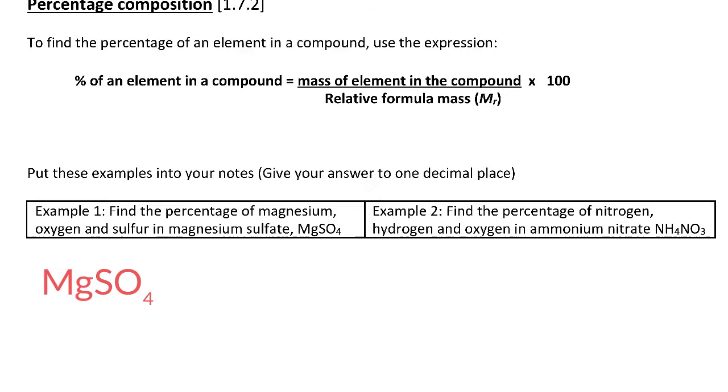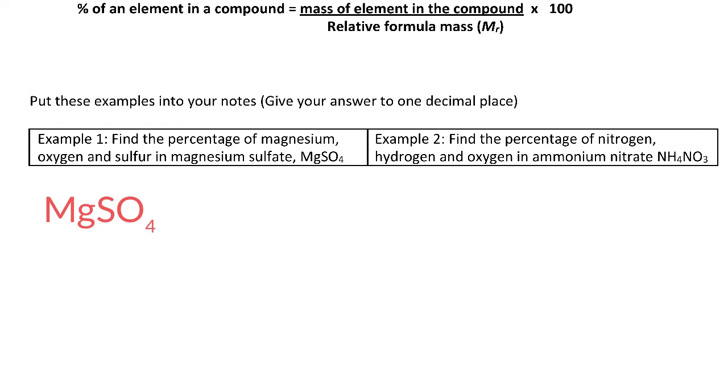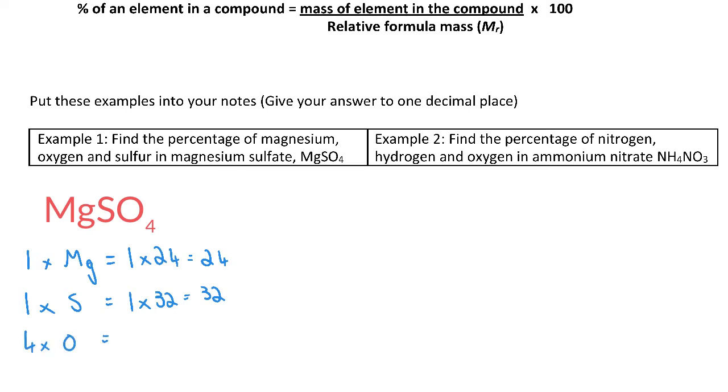So let's look at this for MgSO4. We have one magnesium, and because magnesium has an atomic mass of 24, if you look at your periodic table, it's 1 times 24, which is 24. We have one sulfur, so it's 1 times S. Sulfur has a mass of 32, so 1 times 32 equals 32. For our oxygens, we have 4 oxygens, so 4 times 16, because each oxygen has a mass of 16, which is 64. Our total of all of those is 120, so 24 plus 32 plus 64 is 120. That is my MR, or my relative formula mass.